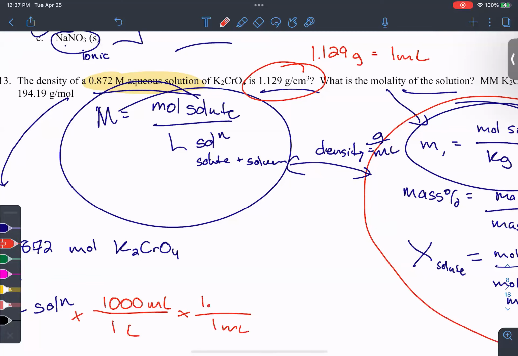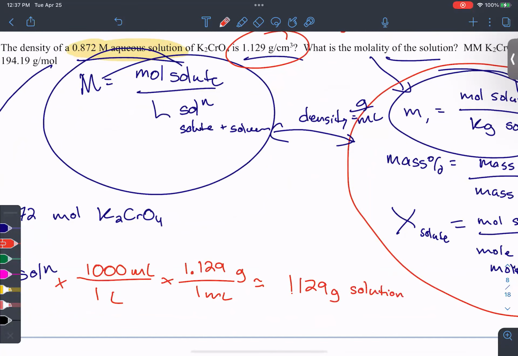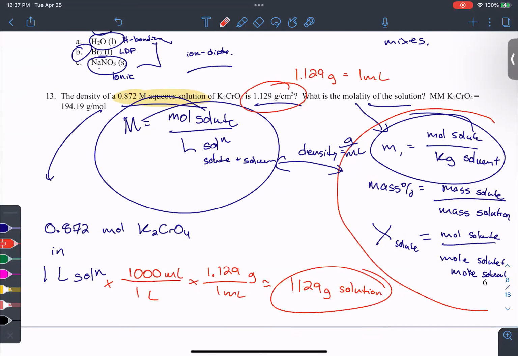This sample weighs 1,129 grams of solution. But the problem is that gram amount of solution includes what? Can I just put this in the denominator? You might think, oh, you have to convert it to kilograms. No, I can't just convert it. This sample is 1.129 kilograms of solution. Is that kilograms of solvent? No, because solution means solute plus solvent.